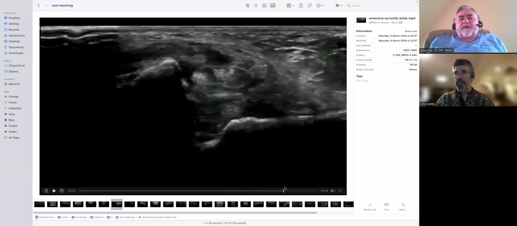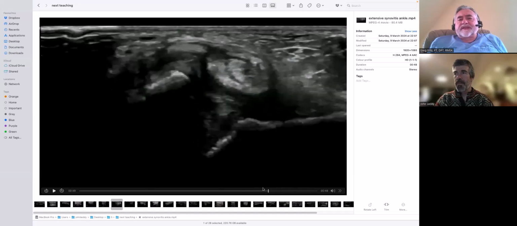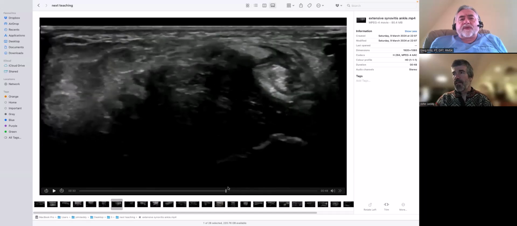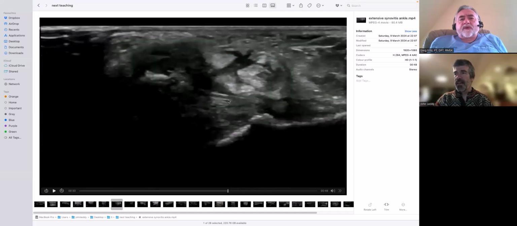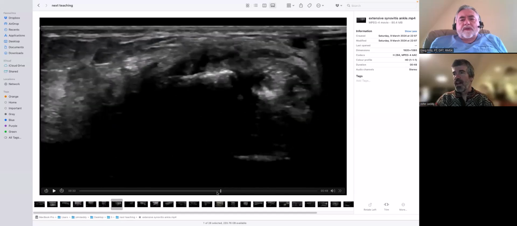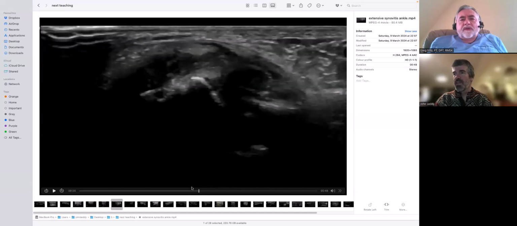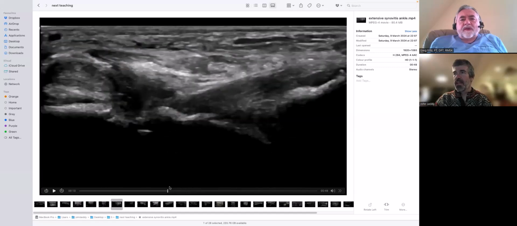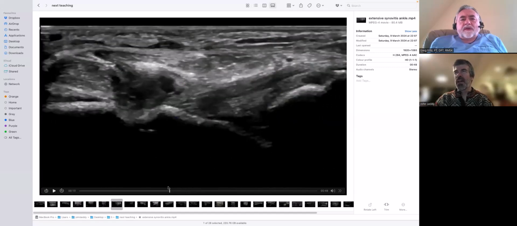Back a little further, did I see the ATFL or was that the CFL? Because I thought I saw the ATFL right about there. That's still the CFL, and these are still the peroneals sitting on top of it. Now there was a lot of nonsense just before then. Right here, yeah, that's probably the ATFL there. I suspect so.